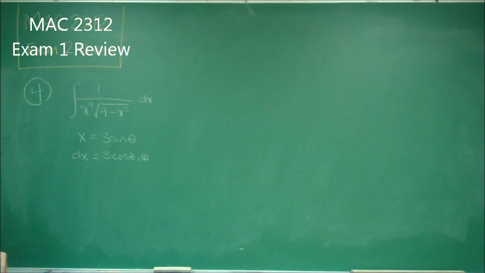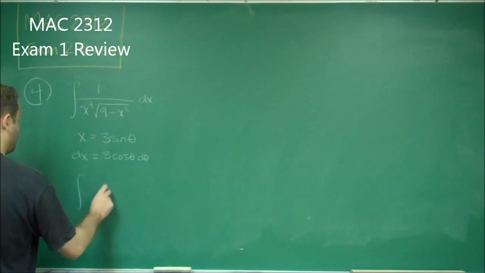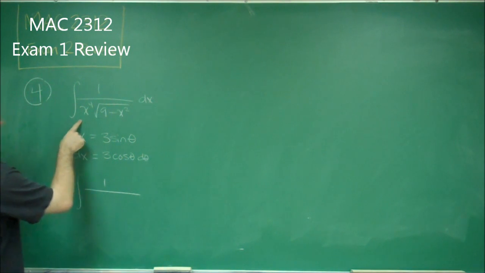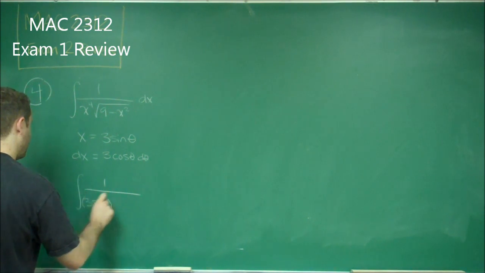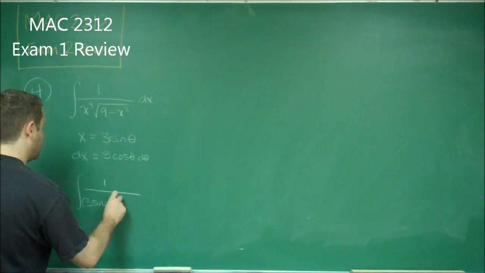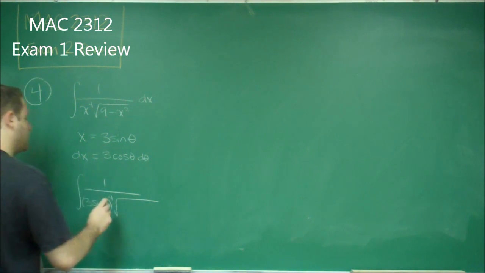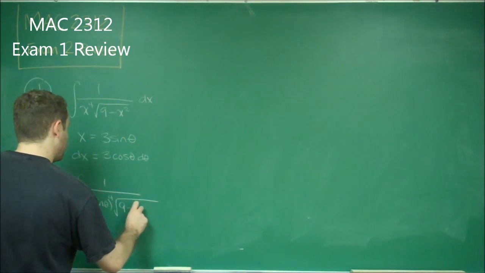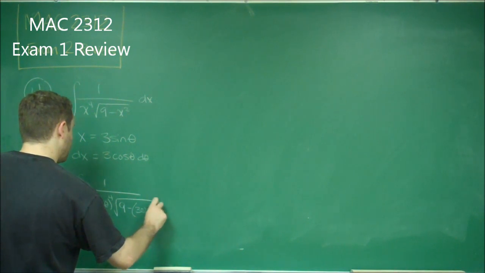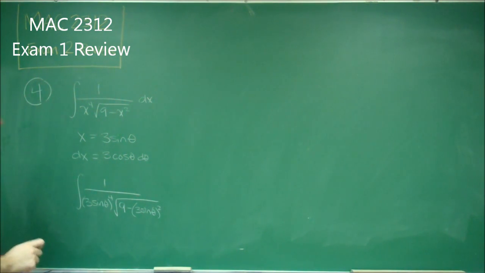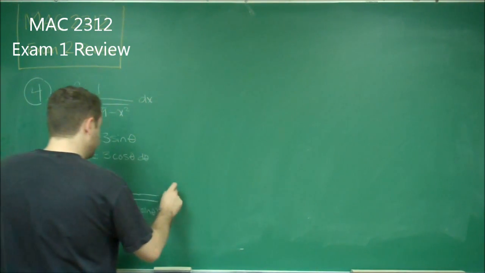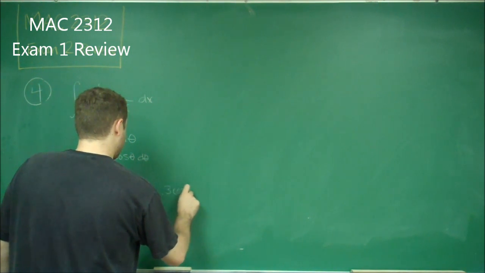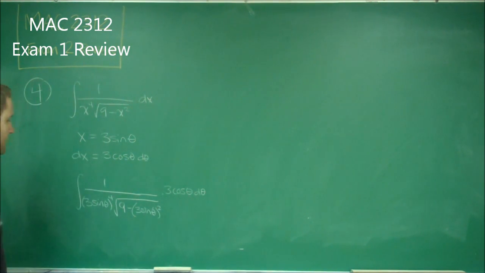So let's do all our substitutions and see what happens. So what we get is, instead of x to the 4th, we get 3 sine theta to the 4th. We get square root of 9 minus x squared, 9 minus 3 sine theta squared. And instead of dx, we have 3 cosine theta d theta. So let's do a bunch of simplification and see what happens.